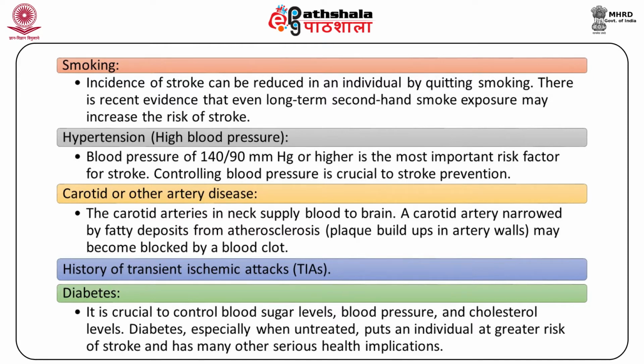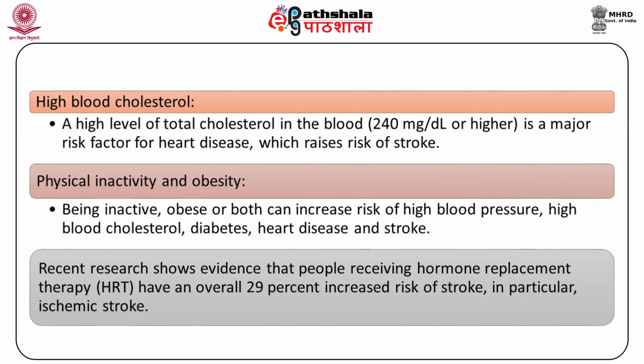Diabetes. It is crucial to control blood sugar levels, blood pressure and cholesterol levels. Diabetes, especially when untreated, puts an individual at greater risk of stroke and has many other serious health implications. High blood cholesterol. A high level of total cholesterol in the blood, that is 240 mg by dl or higher, is a major risk factor for heart diseases, which raises risk of stroke. Physical inactivity and obesity.